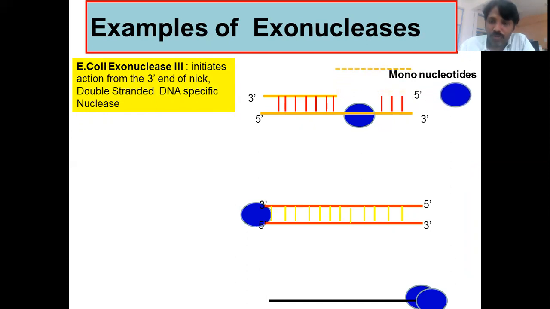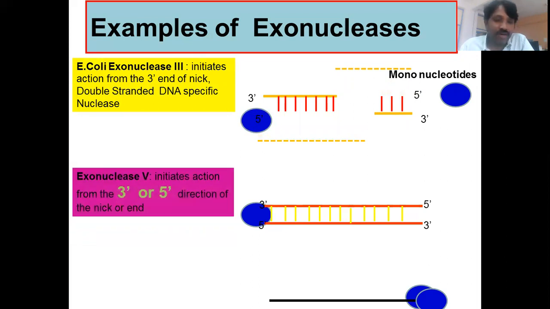Here you see the 5' and 3' ends. This exonuclease from E. coli, exonuclease III, acts from the 3' to 5' direction only. You can see it acting from the 3' to 5' direction and cleaving the DNA into mononucleotides.